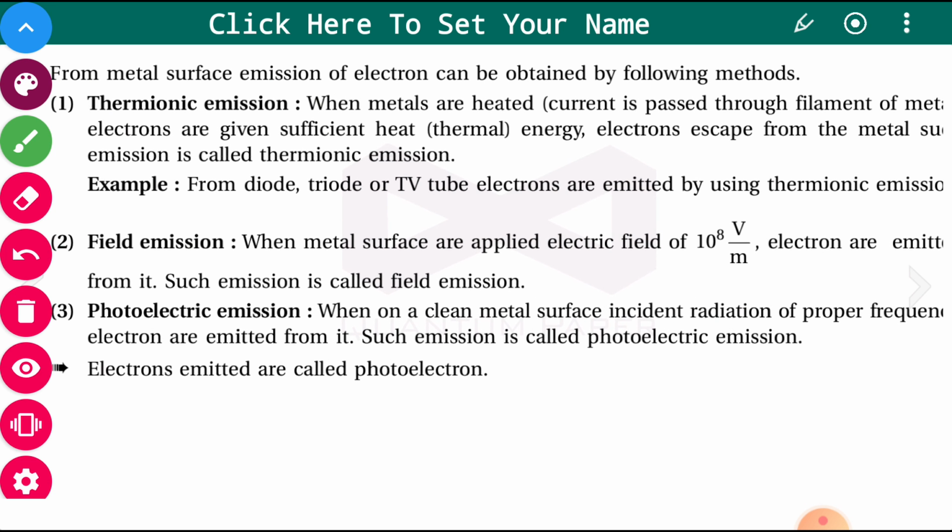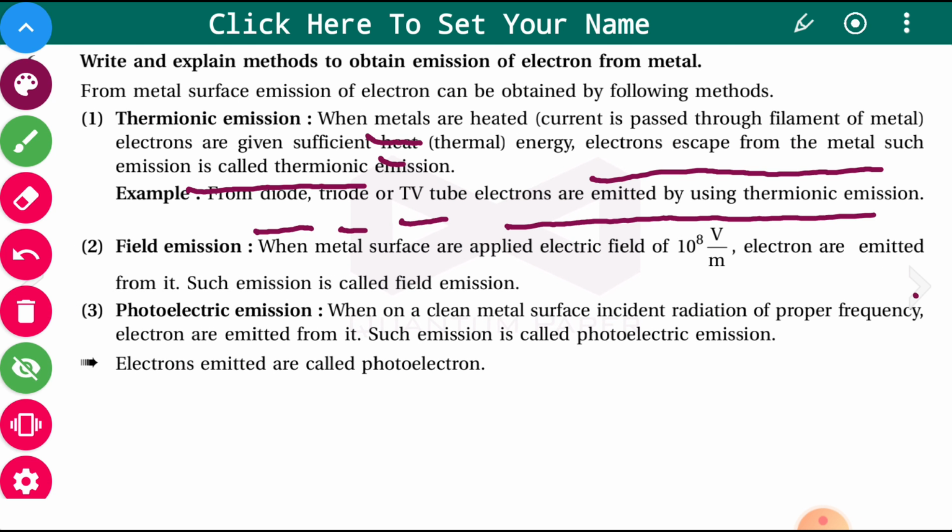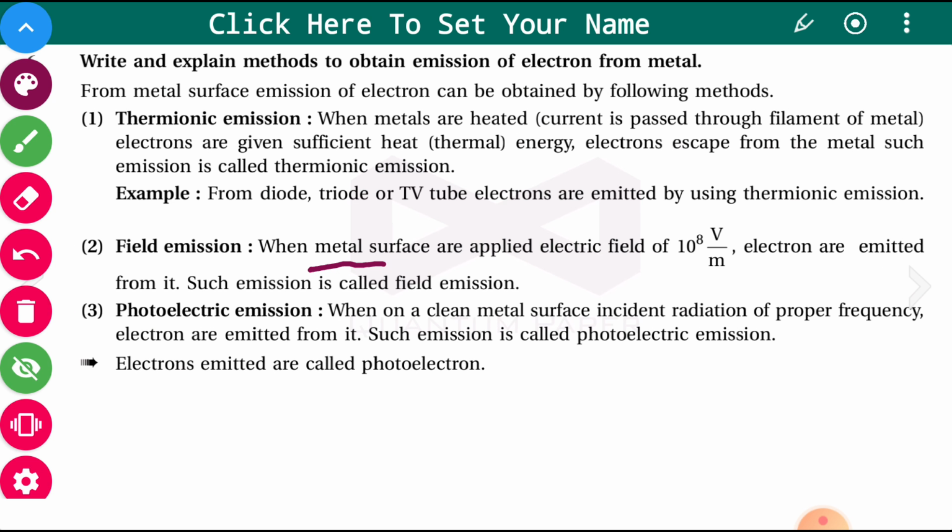Then there is field emission. Field emission means that whenever an electric field of the order of 10 to the power 8 volt per meter is applied to the metal surface, electrons are emitted from the metal, and such an emission is called field emission.